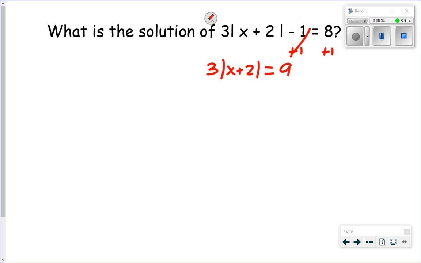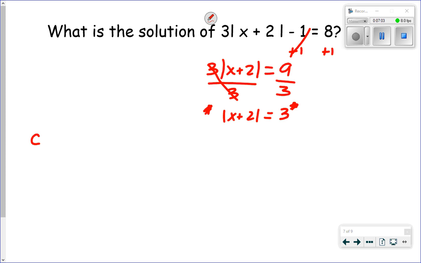Okay, then a lot of times students want to take that 3 and distribute it into the absolute value bars. You can't do that. Absolute value bars are not the same as parentheses. So we've got to get rid of that 3 in a different way. Right now the 3 and the absolute value bars are being multiplied. The opposite of multiplying is dividing. So I'm going to divide both sides by 3. It cancels out there. I'm just left with x plus 2. And 9 divided by 3 is 3. Okay, this is my new problem that I'm going to base my cases off of.